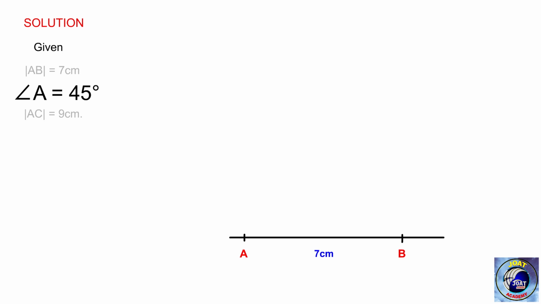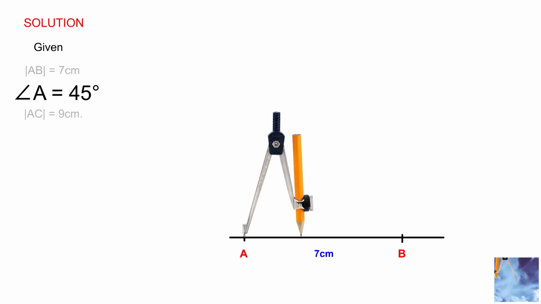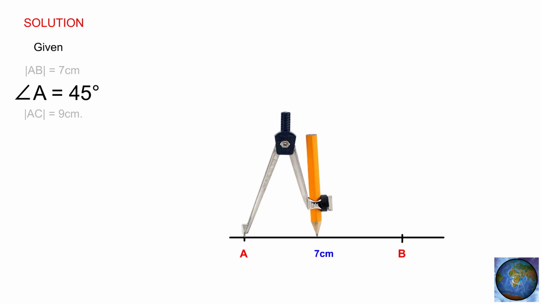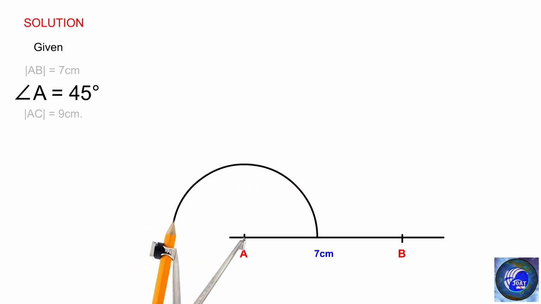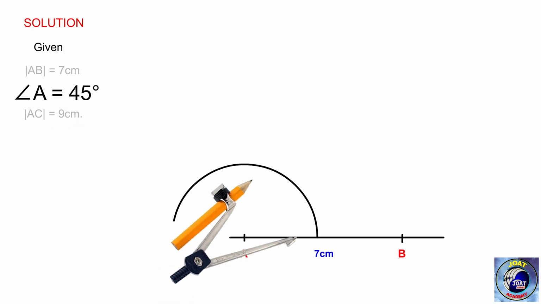Next, construct a 45-degree angle at point A. Place the compass at point A and open it to any convenient radius to draw an arc that intersects the line AB. Using the same radius, mark points on the arc to create two 60-degree angles.